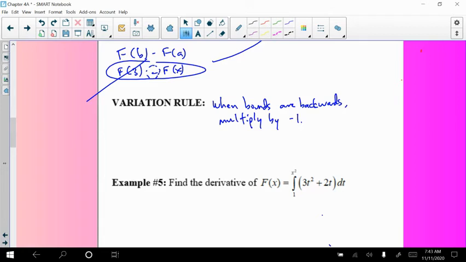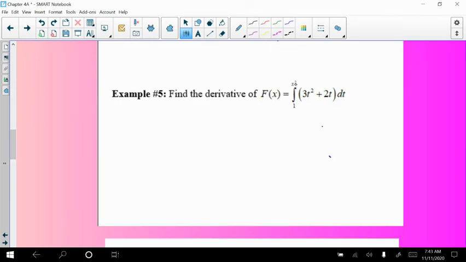Now, the second variation that we have here is if the bounds are the right way, but now all of a sudden you're putting more than just an x. You're putting a function within a function, right? So it still has to be in terms of this variable out here. So f of x will be the antiderivative from 1 to x squared of this particular function in terms of t. So the nature of this is if I do the derivative of an antiderivative, it's still going to cancel that antiderivative. So I'm still going to think about it in terms of x, and I'm still going to get 3 times something squared plus 2 times that something.